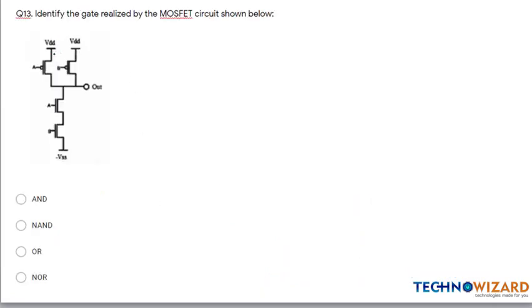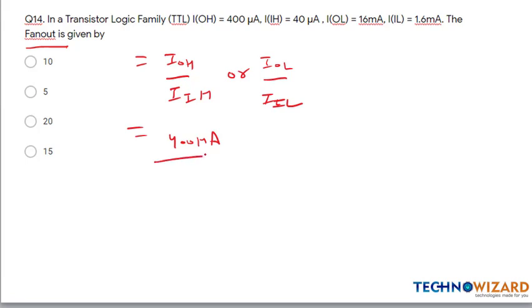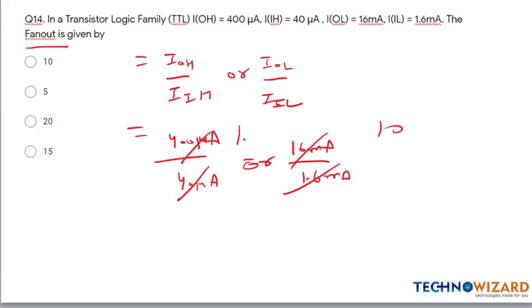Next question, question number 13. This MOSFET realization is for a NAND gate. Question number 14. We have to find the fan out. Fan out is given by IOH upon IIH or IOL upon IIL. We can use any formula for calculating the fan out, that is 400 microampere upon 40 microampere or 16 milliampere upon 1.6 milliampere. On calculating this, it will come out to be 10. Then option A is the correct answer.